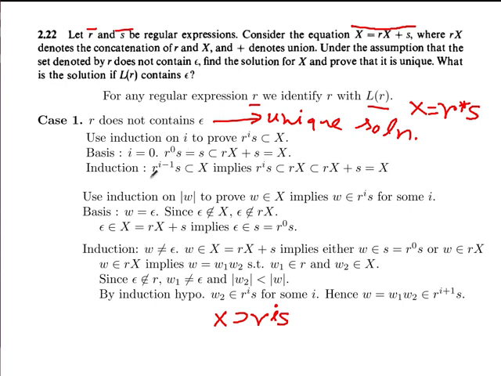Now if this R to the I S is in X, we can take concatenation on the left side by R. So this is in this RX, but RX is part of this because this is RX union something else, right? And this is X. So that means this is a subset of this. So this is done.